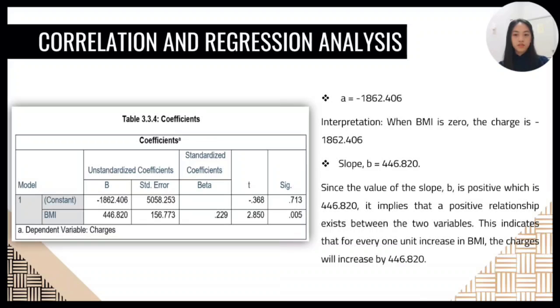Since the constant a value is negative 1862.406, it means that when BMI is 0, the charges would be negative 1862.406. Furthermore, since the value of the slope b is positive, which is 446.820, it implies that a positive relationship exists between the two variables. This indicates that for every 1 unit increase in BMI, the charges will increase by 446.820.